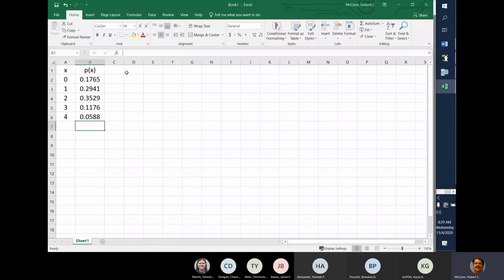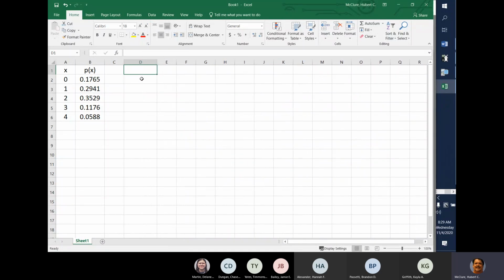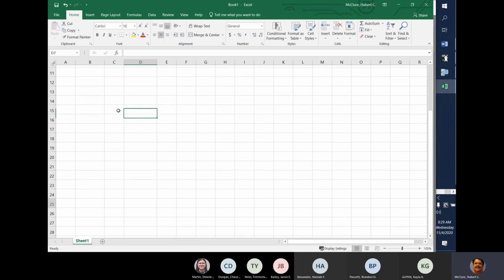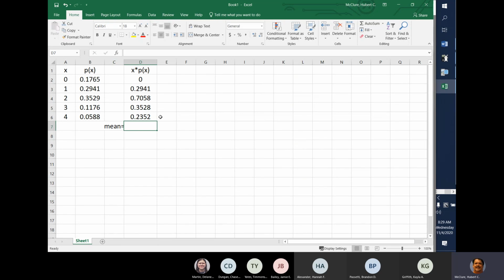And over here, we're going to do x times p of x. It's equal to this times this, and copy that down and add it up, and mean is equal to the summation.